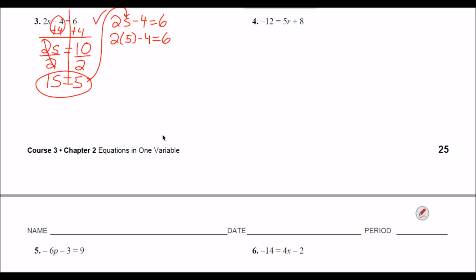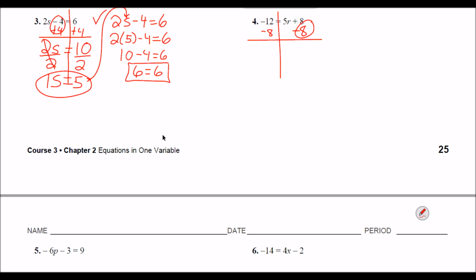So 2 times 5 is 10. 10 minus 4 is 6, and that is equal to the right side. So we know our answer for number 3, s equals 5, is correct. Number 4, draw our line, paying attention to the right side because that's where our variable is. We have 5 times r, and we have plus 8. So we want to get rid of the plus 8 first by using subtract. We zero out the right side.